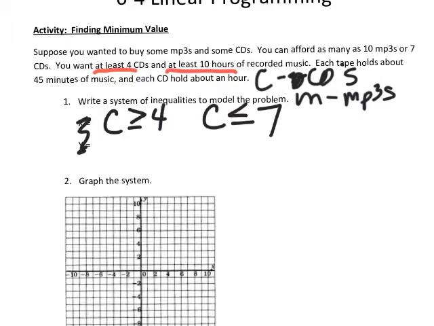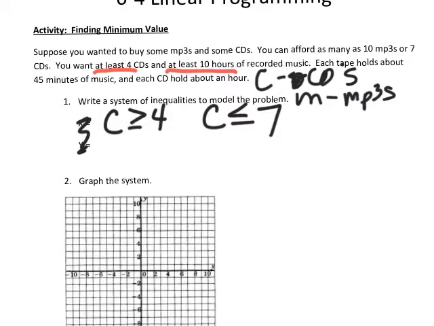Okay? Then you know that your MP3s hold about 45 minutes of music, and your CDs each hold about an hour of music. And we want at least 10 hours of recorded music. So what I'm going to do first is change everything into minutes. The reason I'm doing that is because I've got 45 minutes, and if I change that into hours, I would have 3/4 of an hour. Of course, we don't want to deal with fractions, so I'm not going to deal with fractions. We call that our objective function. And we're going to have some definitions at the bottom, so you don't need to write them in right now.